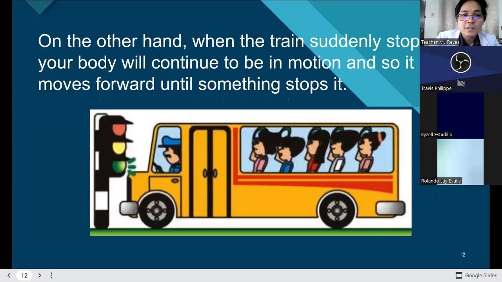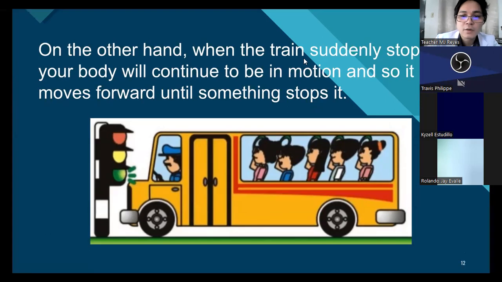On the other hand, when the train suddenly stops, your body will continue to be in motion, so it moves forward until something stops it, or if you hold the handle to overcome that force. So here comes the example there. As you can see, there are people standing on the bus. Once it accelerates, the tendency is the people standing there will be pulled by that particular force. And once it stops, the people are pulled towards the opposite end, or they move forward. Correct. This is why you wear seatbelts. Yes, this is for your protection also. That's the first law of motion by Newton.